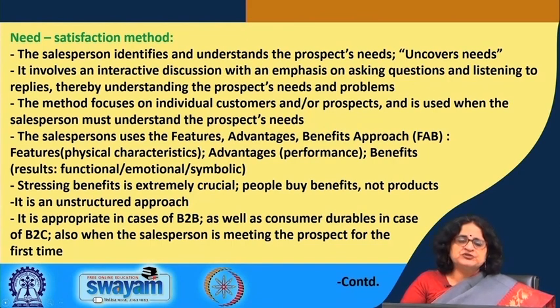The salesperson uses the FAB approach, or the features, advantages and benefits approach. Now the FAB approach here means emphasizing the features, which are the physical characteristics of the product, the advantages or the performance of the product, and the benefits or the results of the performance. Now the results here could be functional, emotional, symbolic.